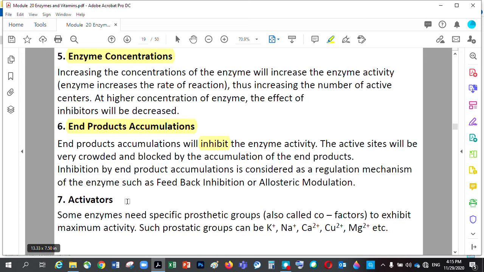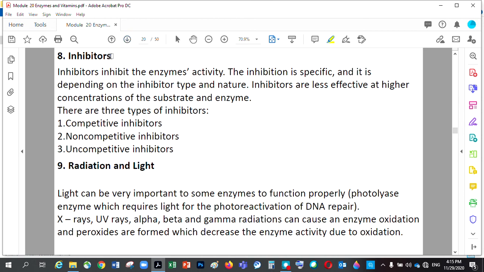Number seven, activators, the opposite of inhibitors. Some enzymes need specific prosthetic groups, also called cofactors, to exhibit maximum activity. Such groups can be potassium, sodium, calcium, copper, magnesium ions. So those are cofactors, and they are needed as activators. Now inhibitors: we said the end product, if we have too much of it, can act as what? As inhibitors, correct? And there are other inhibitors as well.